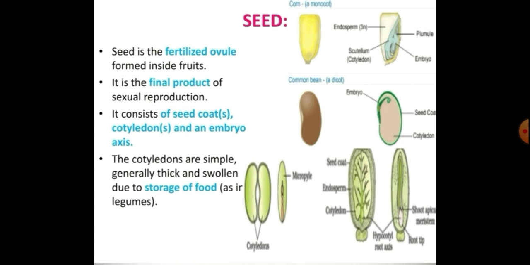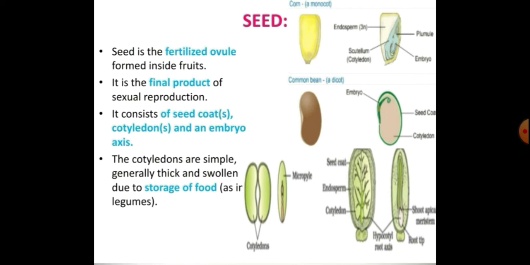Then what is the seed? It is the final product of sexual reproduction. It consists of mainly three parts. One is the seed coat. There may be one coat or more than one coat. Then the cotyledon. As you know, there is one cotyledon in case of monocots, and there are two cotyledons in case of dicots, and an embryonal axis will be there.